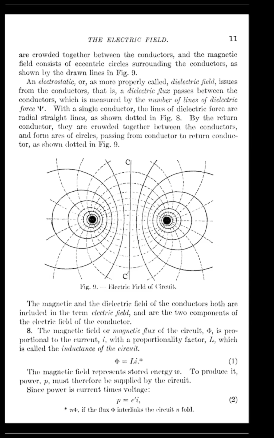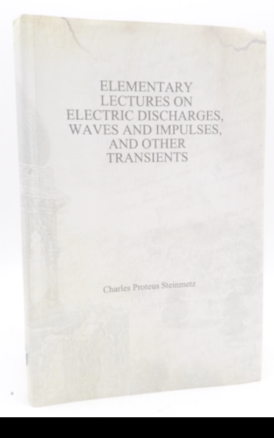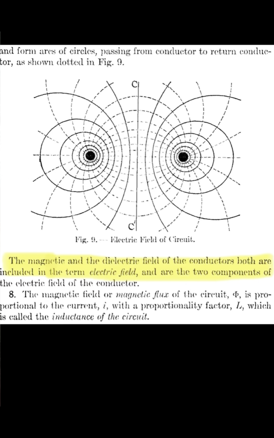This would be a great time to break down what electricity is itself, which is also tied into why electricity has this effect of exciting the ether into a state of coherency. Well, from the same page that I borrowed that diagram from, page 11 of Charles P. Steinmetz's book, Electric Discharges, Waves, and Impulses, he intimates what electricity is by saying the magnetic and the dielectric field of the conductors both are included in the term electric field. By this, he means that electricity is a combination of the magnetic and dielectric, and this is spot on considering the effects electricity has and yields during the creation of a magnet.